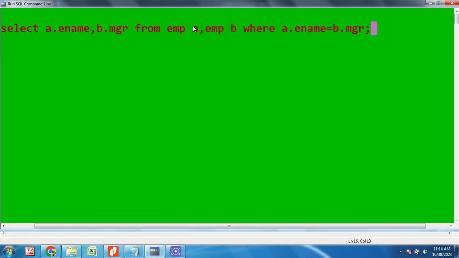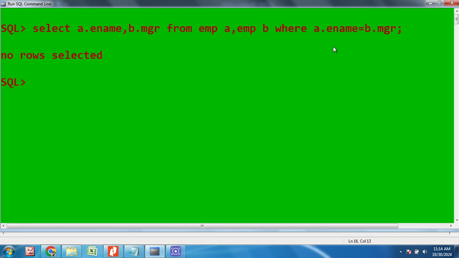So how to write an alias name? EMP space A. This is the alias name of EMP. Another name for the EMP table is A. Like I have created two different objects from the EMP table. The object names are A and B. So we have created two different copies of the EMP table, A and B, and I am extracting two different columns, ename and mgr, from table A and from table B, where a dot ename equals b dot mgr. No rows selected.